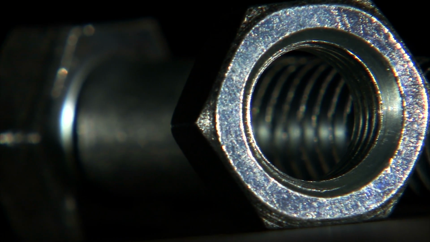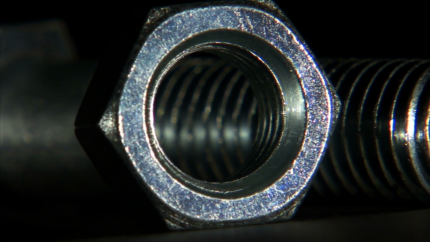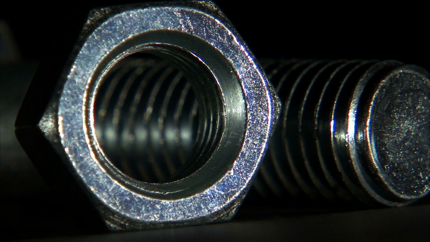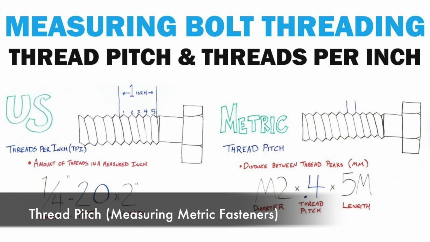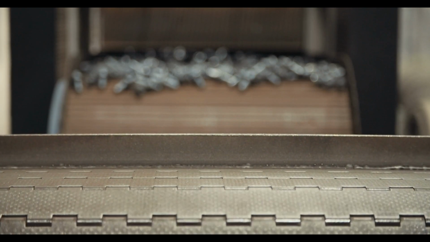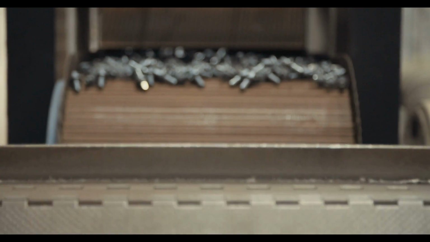In general, smaller fasteners have finer threads, so the thread count is higher. Metric fasteners are specified with a thread pitch instead of the thread count. The thread pitch is the distance between threads expressed in millimeters along the length of the fastener. For example, a thread pitch of 1.5 means that the distance between one thread and the next is 1.5 millimeters. In general, smaller fasteners have finer threads, so they have lower pitch threads.